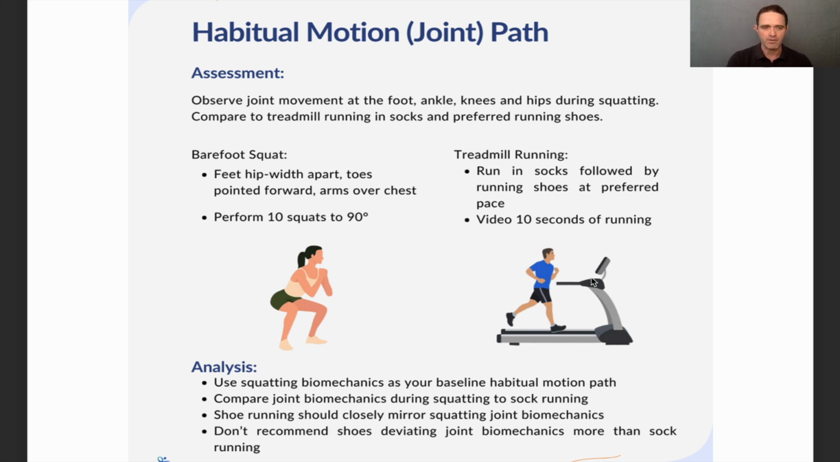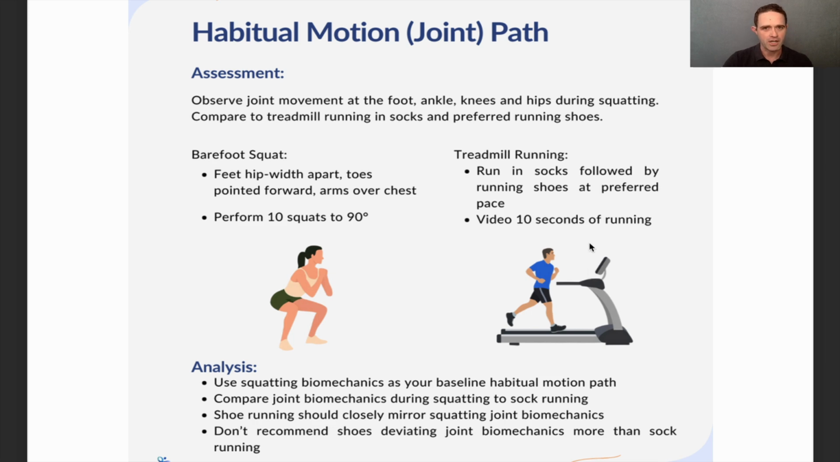We compare that to the sock running, we compare that to the shoe running, and that can give you really valuable analysis of what a patient looks like when they're barefoot and when they're in a shoe, and that can give you a good context of whether that shoe is appropriate for them.